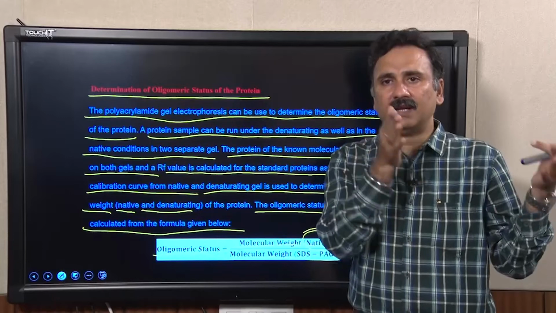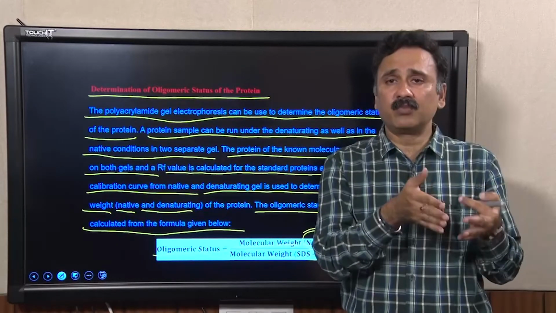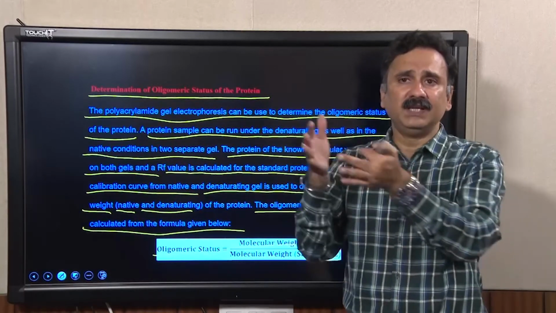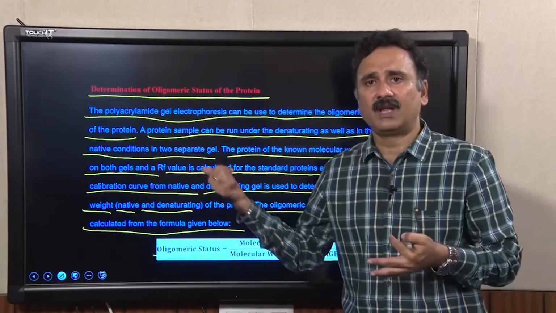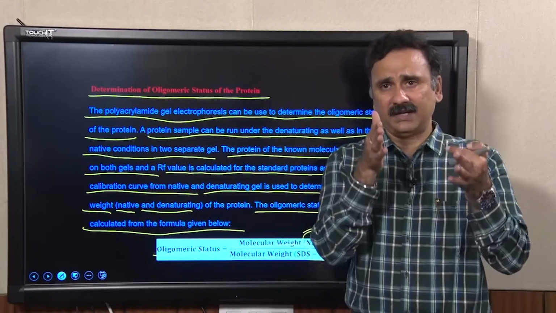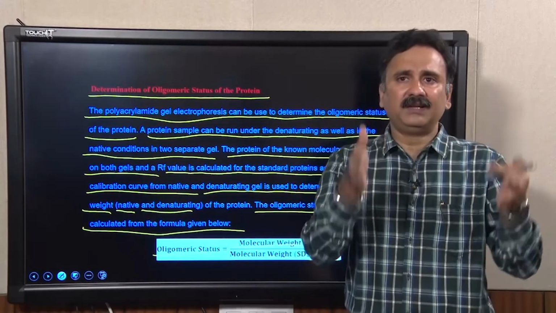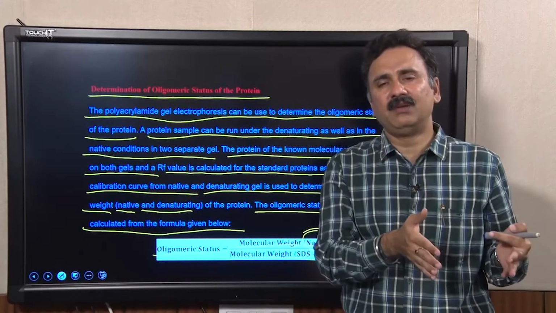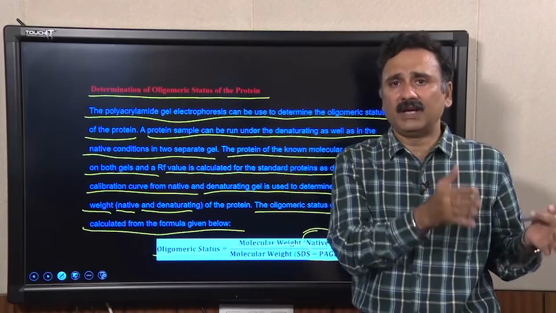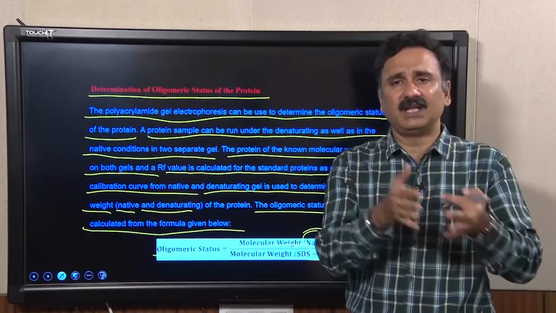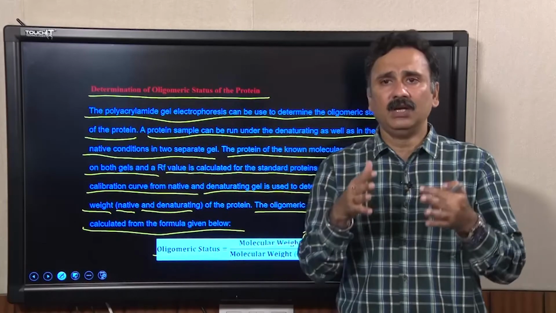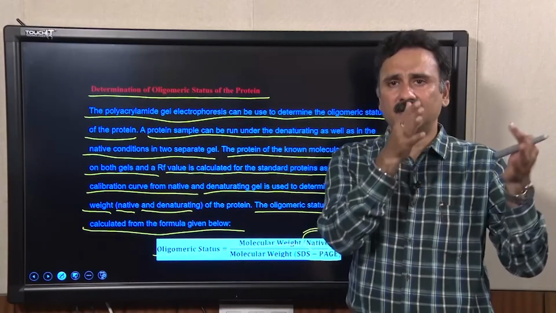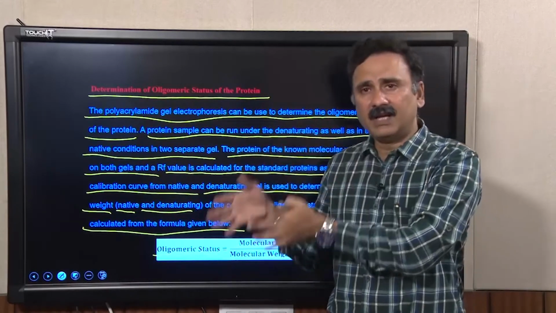Now, you have to run the markers as well. Marker proteins are also very different when you run them for native PAGE versus SDS PAGE. The marker protein I have shown you just now is only for the SDS PAGE. Then you do exactly the same: calculate the RF values of the standard proteins, draw the calibration curve of the standard proteins in both the native PAGE as well as the SDS PAGE, and then determine the molecular weight of this particular protein under the native condition as well as the denaturing condition.